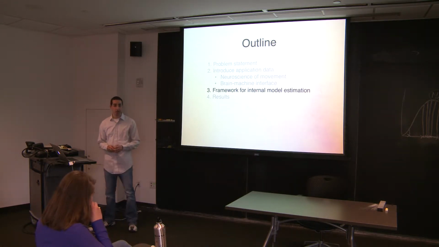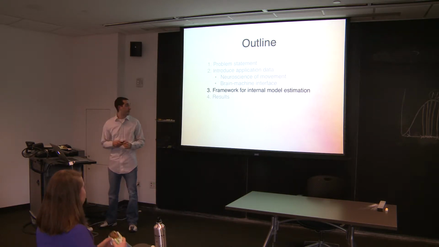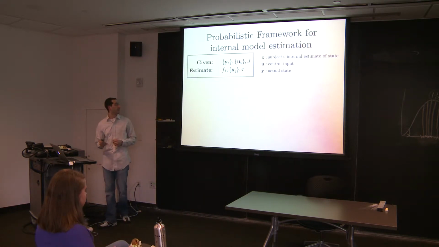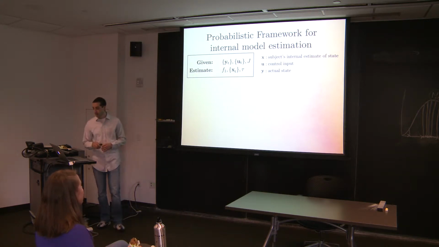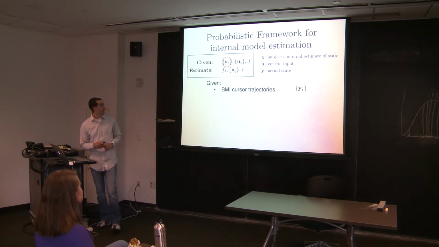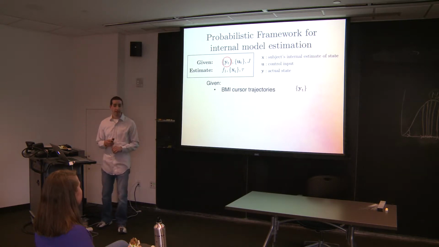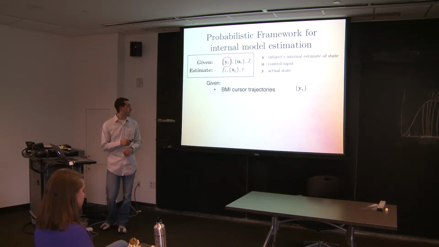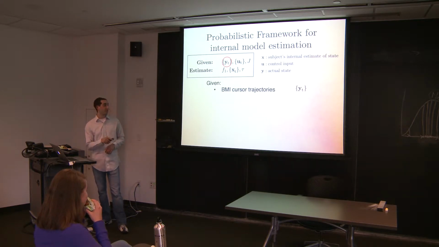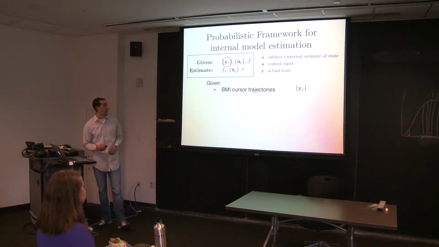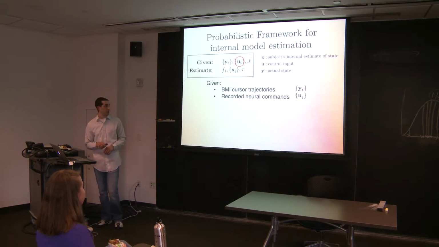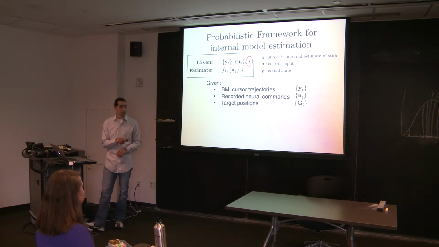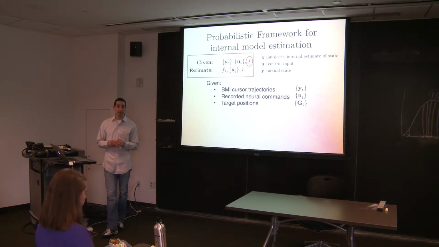Okay, so now I'll talk a little bit about how we solved this problem. Just to remind everyone, this is the problem statement. To align this with our brain-machine interface data, we're given the actual states of the system, those are the BMI cursor trajectories, the Ys. We're given the recorded neural commands, those are the control signals U. And we're given the target functions, which I haven't talked about yet, so we're going to denote those as G. That's going to inform our assumptions about the cost function.